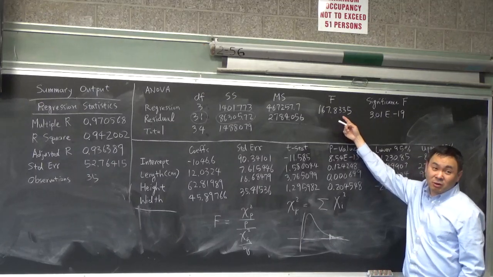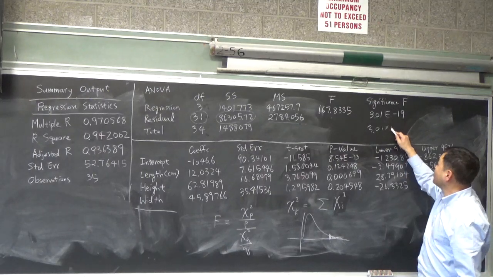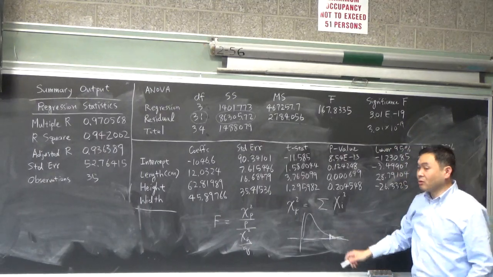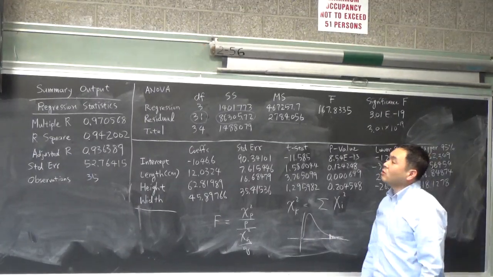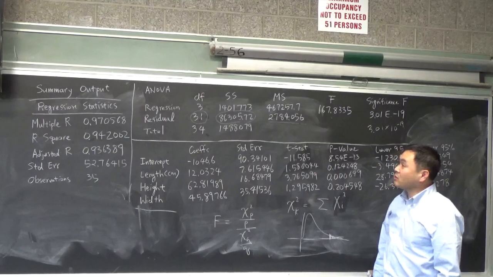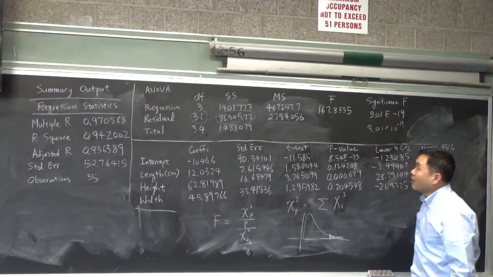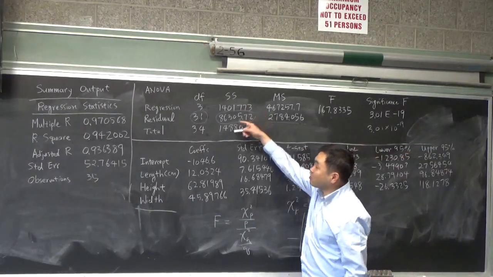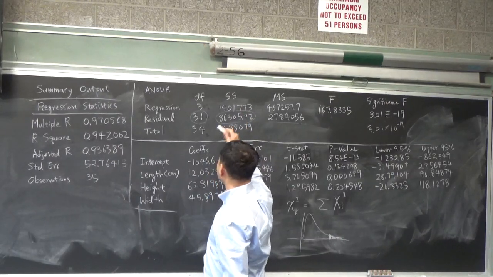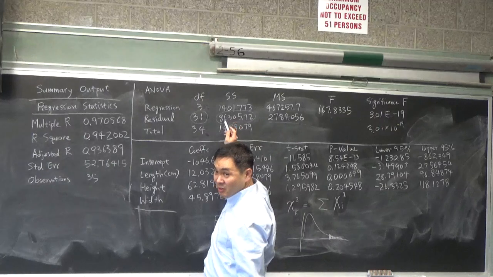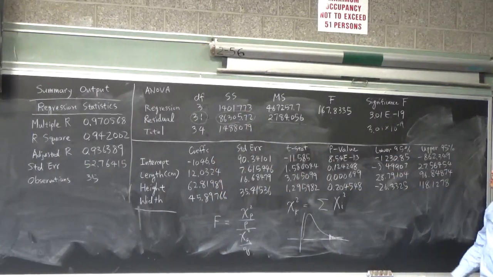Now 167 is a really high value, so you'll see that this is 3.01 times 10 to the negative 19. So that means if there was no relationship between the weight and these three things, this being a lot means it's a high amount of explainability, right? Having that much explainability is very unlikely.